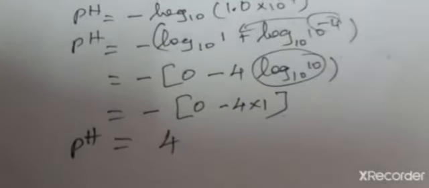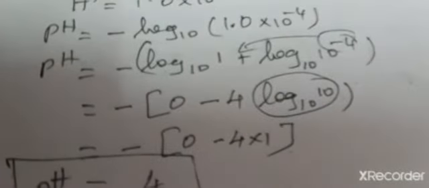What is the value of log 10? This is equal to 1. So minus 4 into 1, minus into minus is plus, then plus 4 into 1, 4. So the pH value of 5 into 10 power minus 5 mole per liter concentration of sulfuric acid is 4.